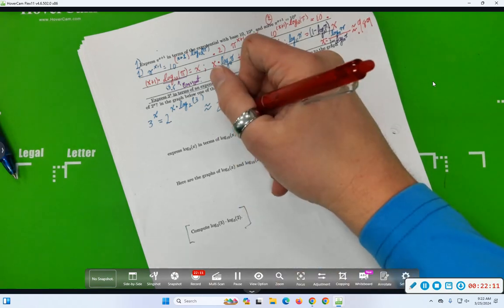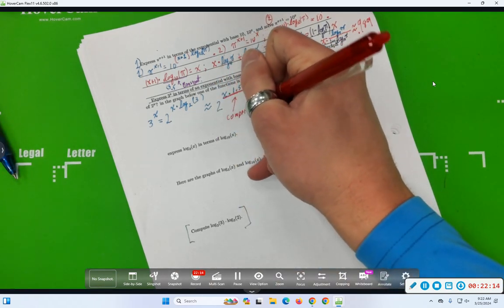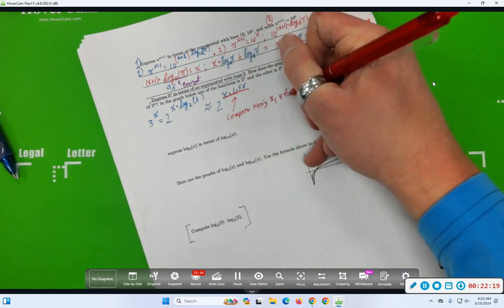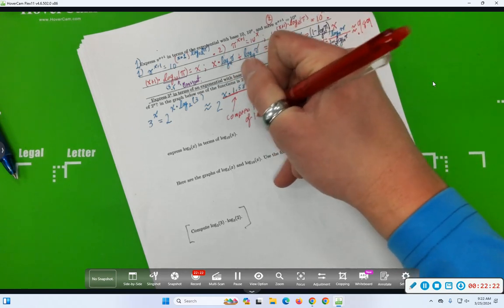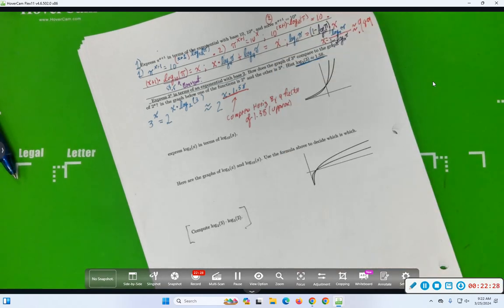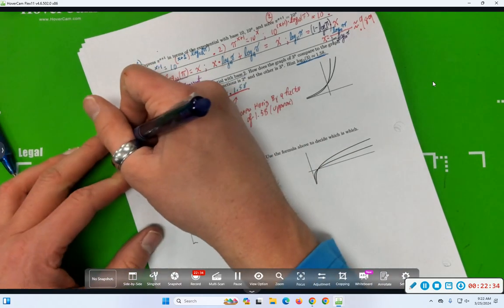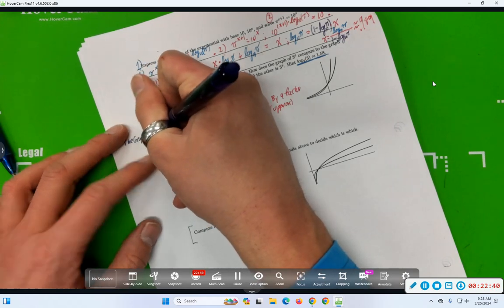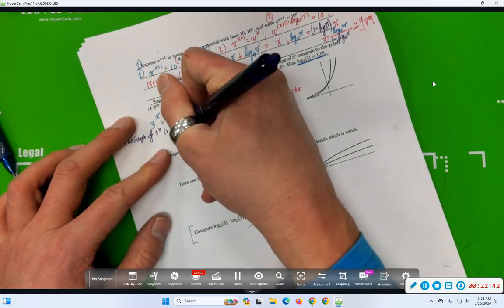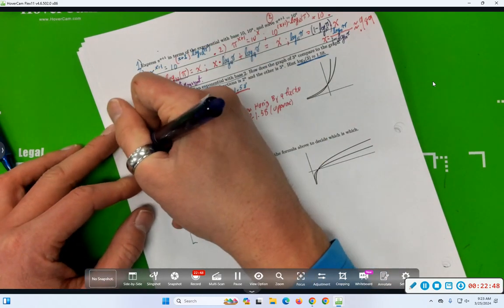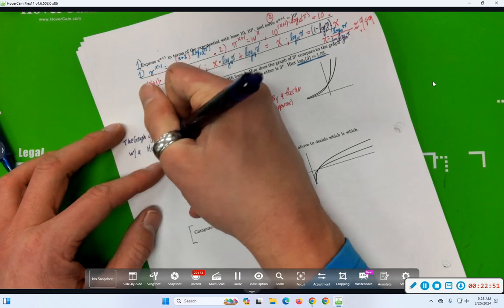So this will do a compression horizontally by a factor of 1.58, approximately. So let's write down an actual honest-to-God conclusion. So the graph of 3 to the x is the graph of 2 to the x with a horizontal compression.